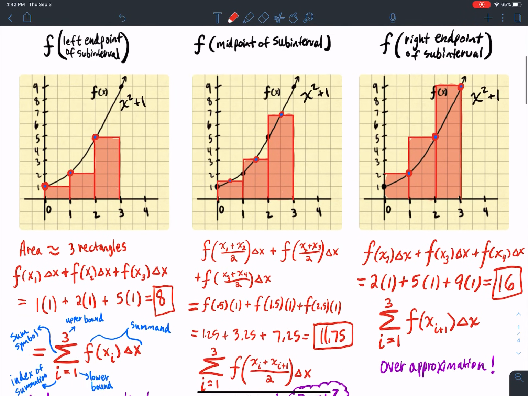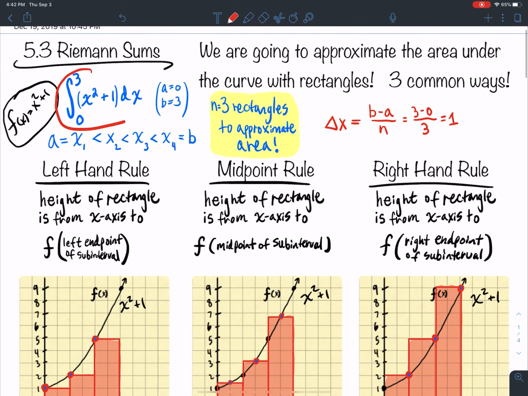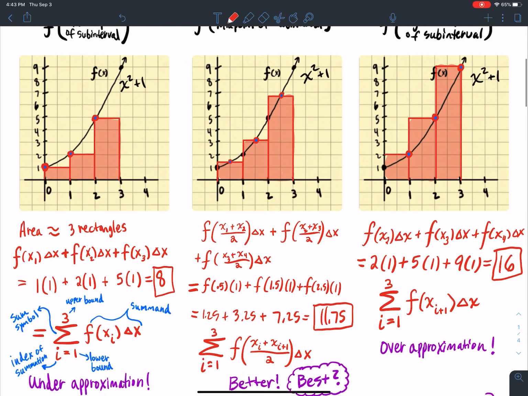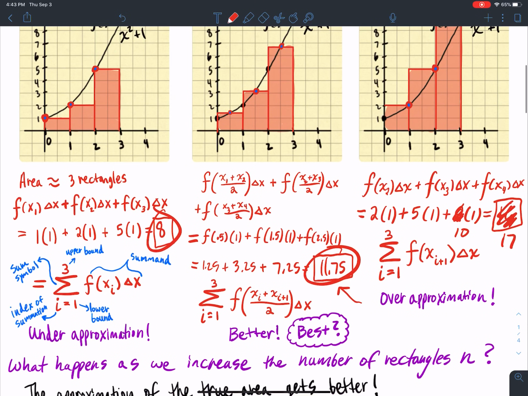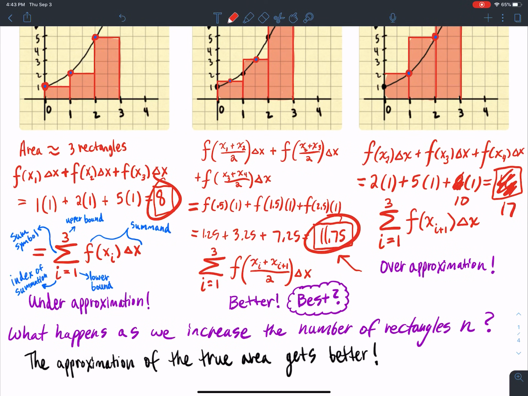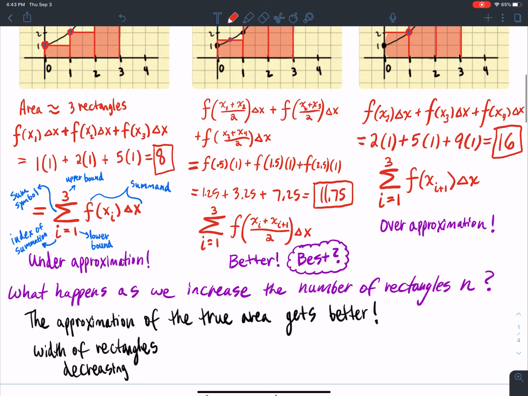And by the way, if I do evaluate this integral here, that true area is equal to 12. Okay, we'll talk about how to do that in another video. But that area is 12. So when you look at the numbers here, 8, 11.75, and I think this one was 17, right? Because we said that that was supposed to be a 10 there. This is really close. It's really good. For n equal to 3 rectangles, we got within 0.25 of the true exact area. That's not bad, especially for government work, right?